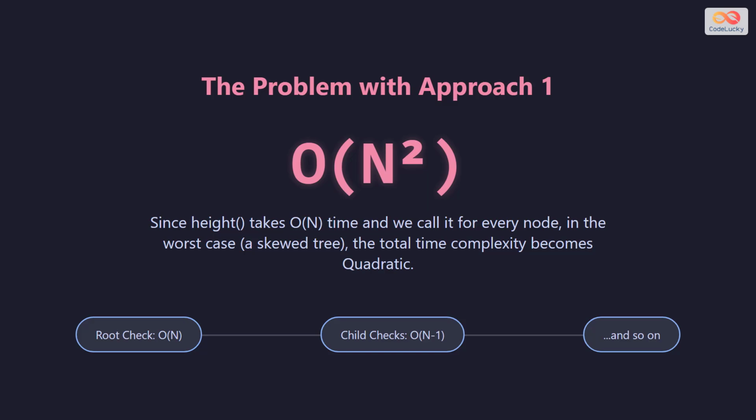The problem with that naive approach is inefficiency. Because we recalculate the height for every node from scratch, we end up visiting the same nodes multiple times. This results in a time complexity of big O of n squared, which is too slow for large datasets.